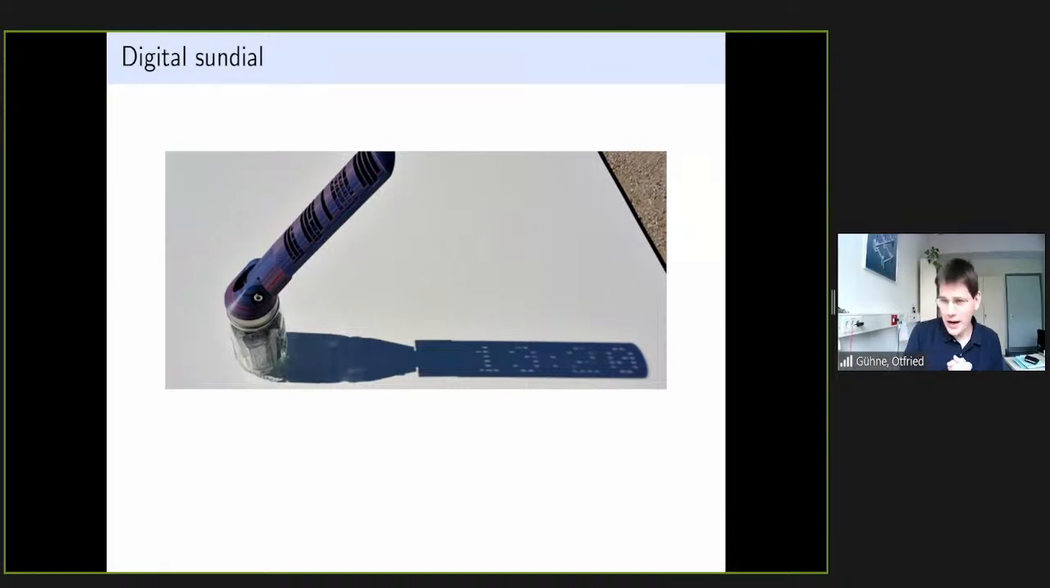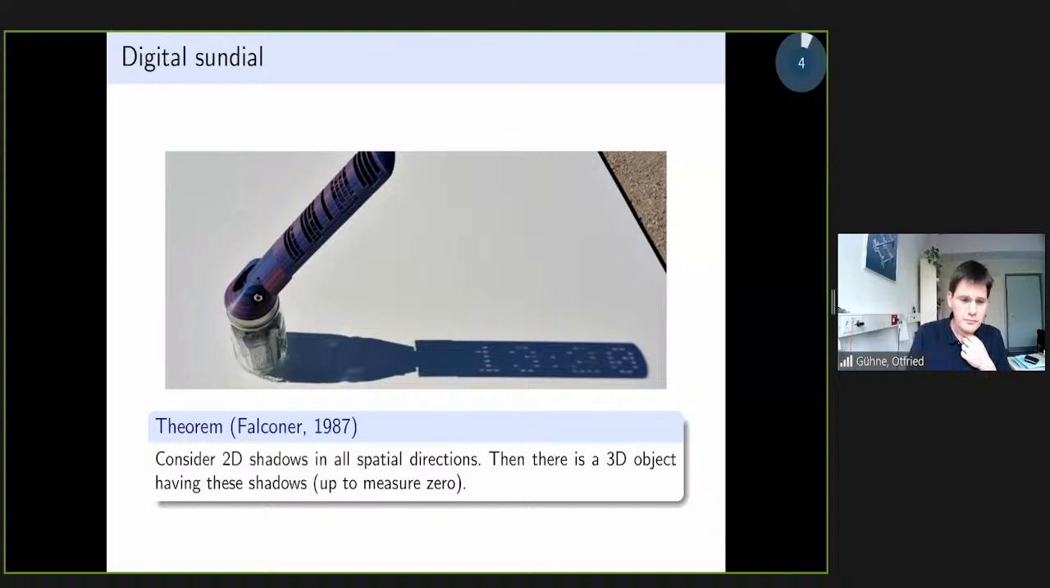At first sight, you may be surprised that such a thing can be built, because it's not so clear how to construct it. But this is an example of a theorem proven in the 80s by the mathematician Falconer, which essentially states the following. If you have two-dimensional shadows in a set of spatial directions, then you can always find a three-dimensional object having these shadows, up to some measure zero stuff, which you have to state a little more precisely. Essentially, this theorem proves that you can always construct such an object like this digital sundial. Of course, it may still be difficult to make, but in principle, such objects always exist with the designed properties.